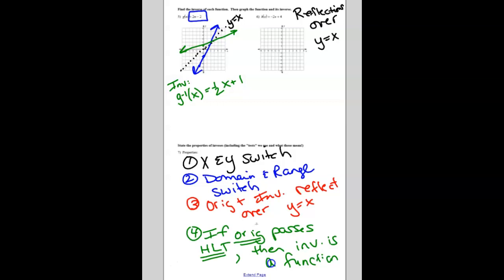So there's going to be a question on your retake where you have to kind of utilize those properties, so make sure you're familiar with them and what they actually mean. Don't just be able to spout them off, but know what they actually mean. Alright, good luck on your retake.